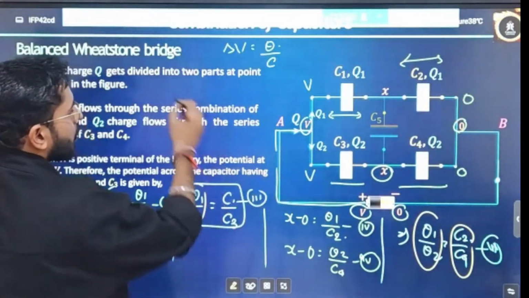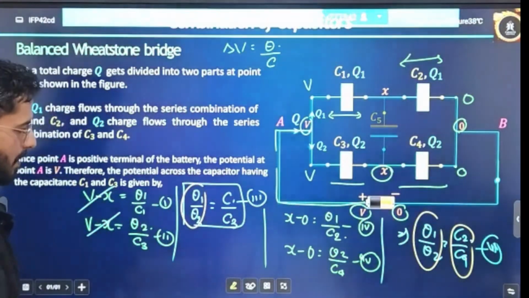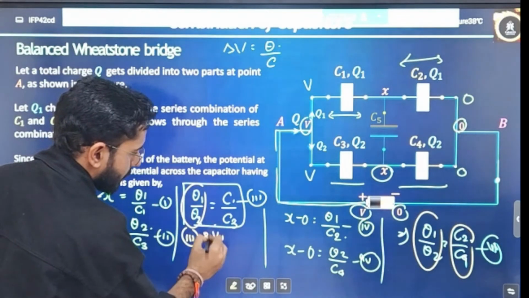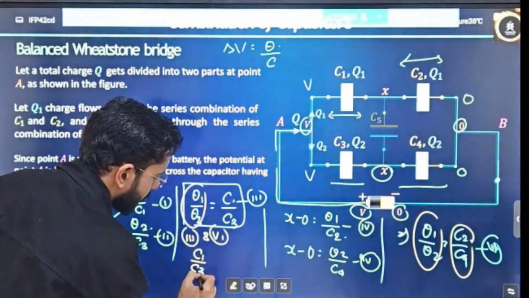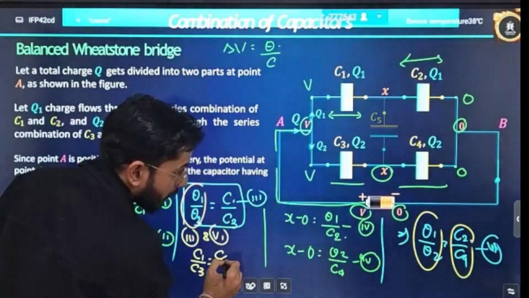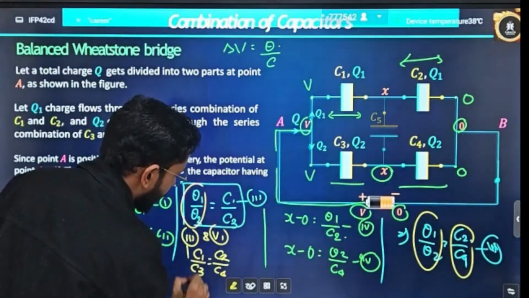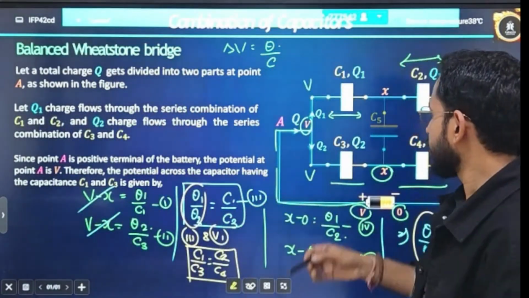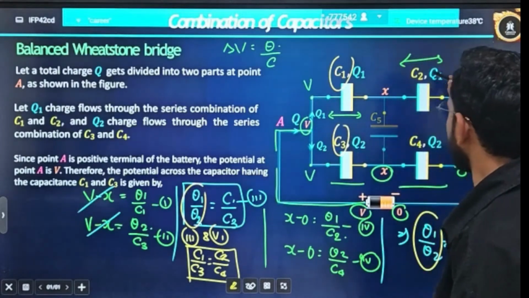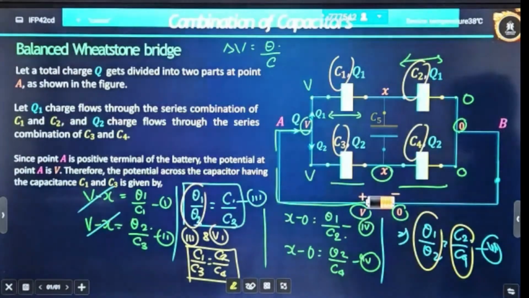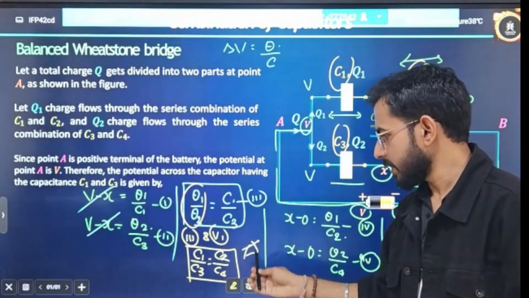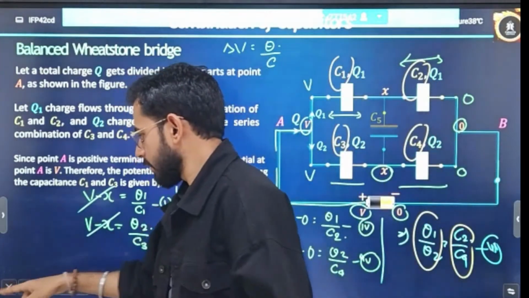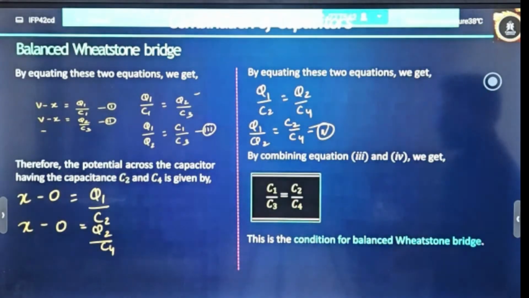Just here understand. Combining equation 3 and equation 6, what I am getting, I can write C1 by C3 is equal to nothing but C2 by C4. That is what I will say, from the condition of a balanced Wheatstone bridge, I can say the ratio of C1 by C3 should be equal to the ratio of C2 by C4. This is the important condition, and the questions are solved based on this condition that we have generated here. So let's see what kind of question can come from here.